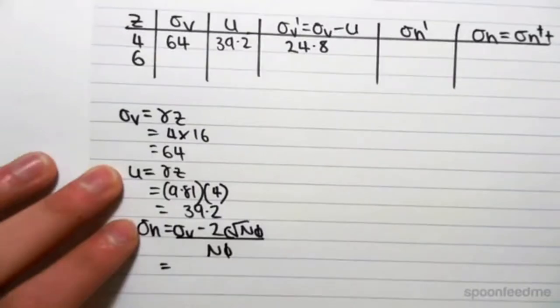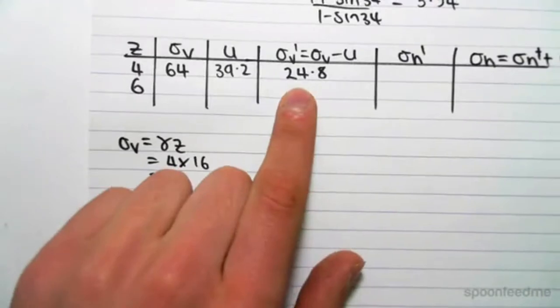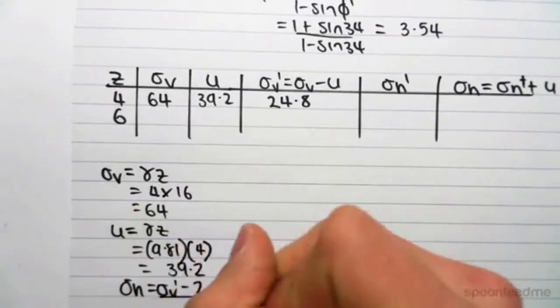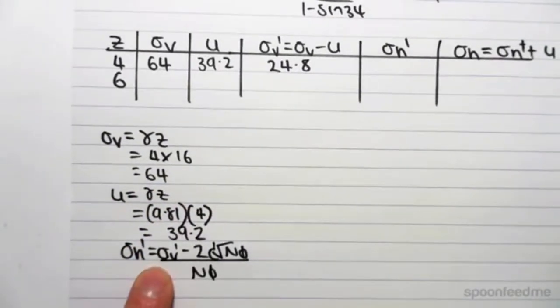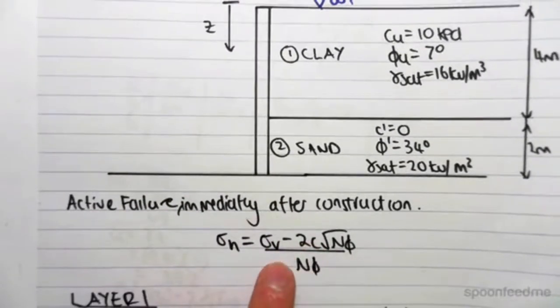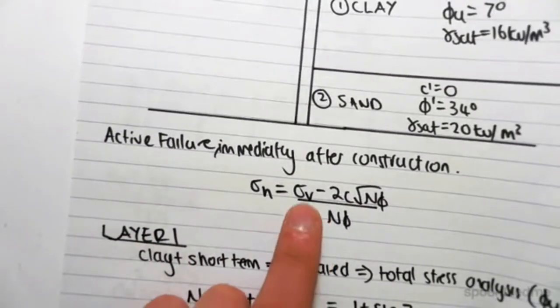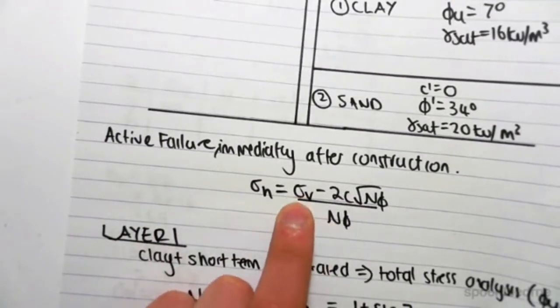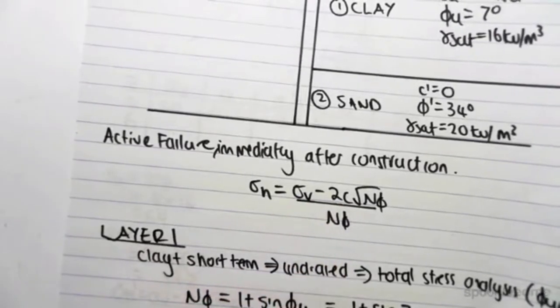So our sigma V we found, and now because we are looking at an effective stress analysis, all these parameters become effective. So it's actually sigma H dash equals sigma V dash minus 2C dash root K_p... n phi, where n phi was also effective. This formula, once again, is a general formula. We can look at it for undrained like we did in the previous video, where this is a total stress. So undrained would be total stress analysis, where everything remains total and undrained, so CU and phi U.